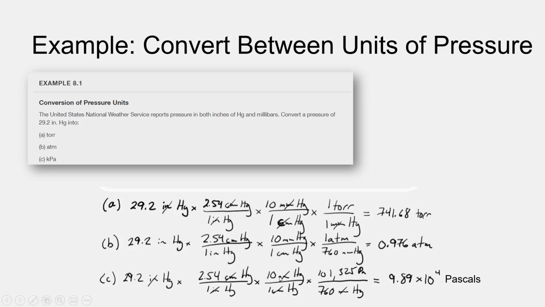And then lastly, similar thought process in C. Except in the last step, we need to convert to pascals and ultimately kilopascals. 29.2 inches of mercury times 2.54 centimeters of mercury per inch times 10 millimeters of mercury per centimeter of mercury times 101,325 pascals divided by 760 millimeters of mercury gives us 9.89 times 10 to the 4th pascals as an equivalent pressure measurement.